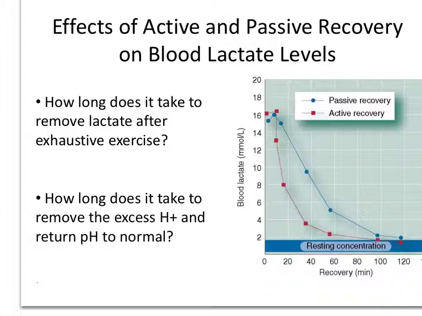What we see here on the right is a graph showing blood lactate on the y-axis, and this is recovery time here. Down here, a little bit below 2 millimoles per liter, is the resting blood lactate level. They have two different scenarios. The blue is passive recovery, where someone was exercising pretty hard and then they just stopped. The red is someone exercising pretty hard, but then they do an active recovery where they're doing light intensity exercise.